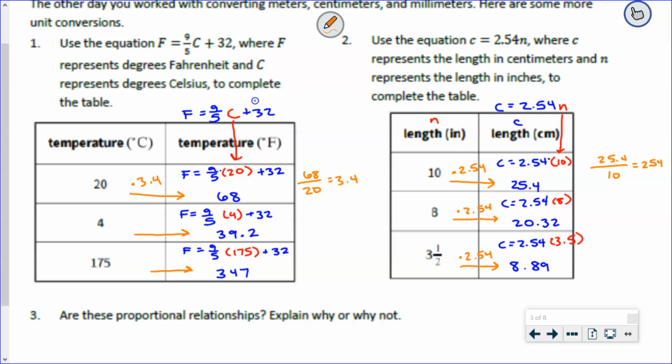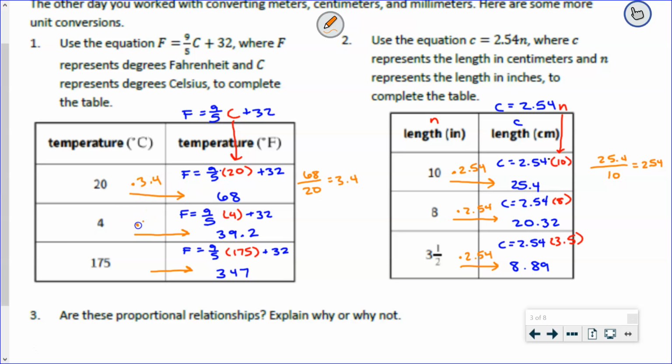She said, for those online learners who couldn't hear her response, she said, I pretended like I didn't know what the equation was, and I just focused on the table, which is exactly what I encouraged you to do. Focus just on the table. Find the constant of proportionality. 68 divided by 20 is 3.4. Let's see if it works everywhere else.